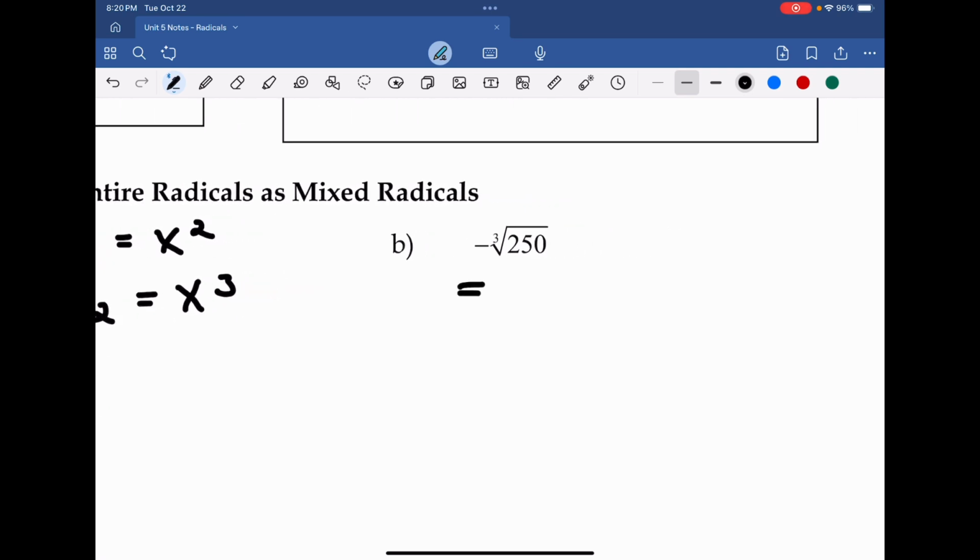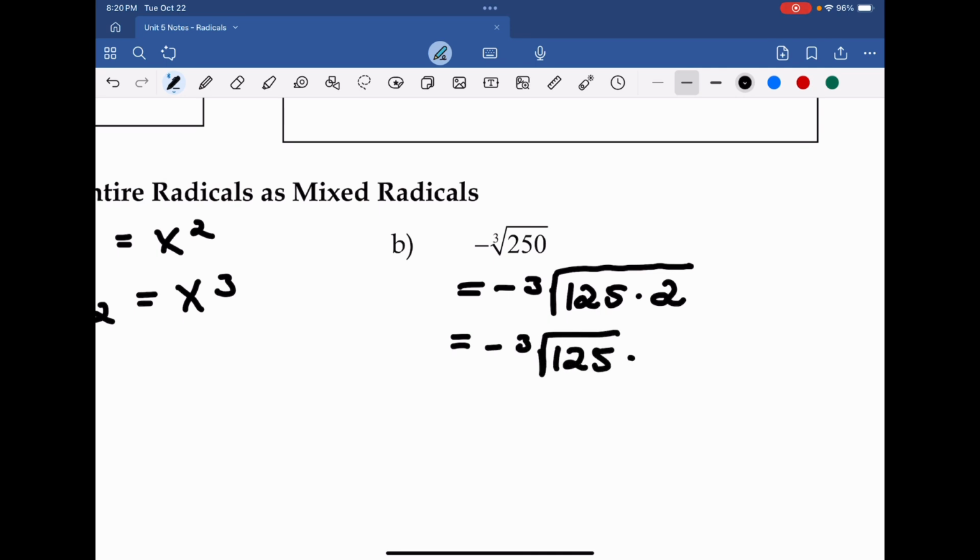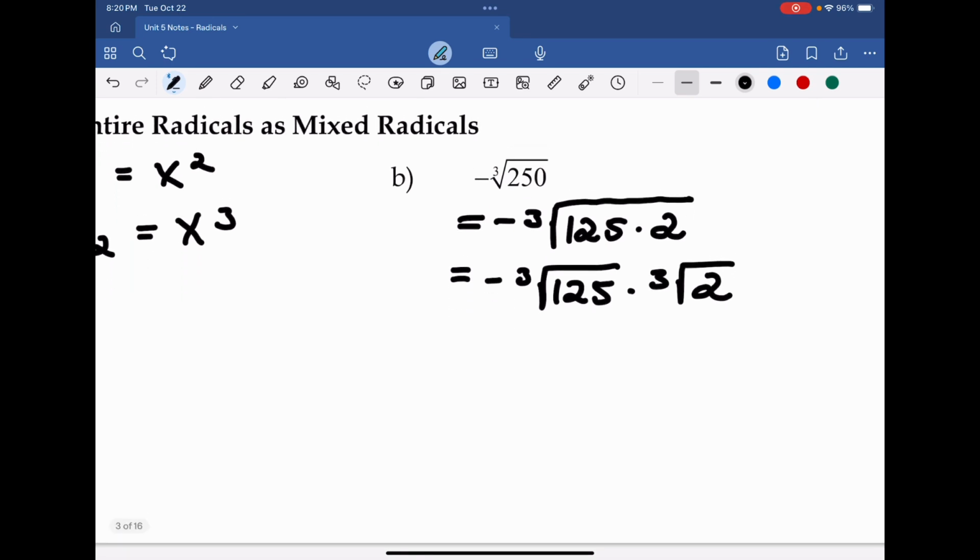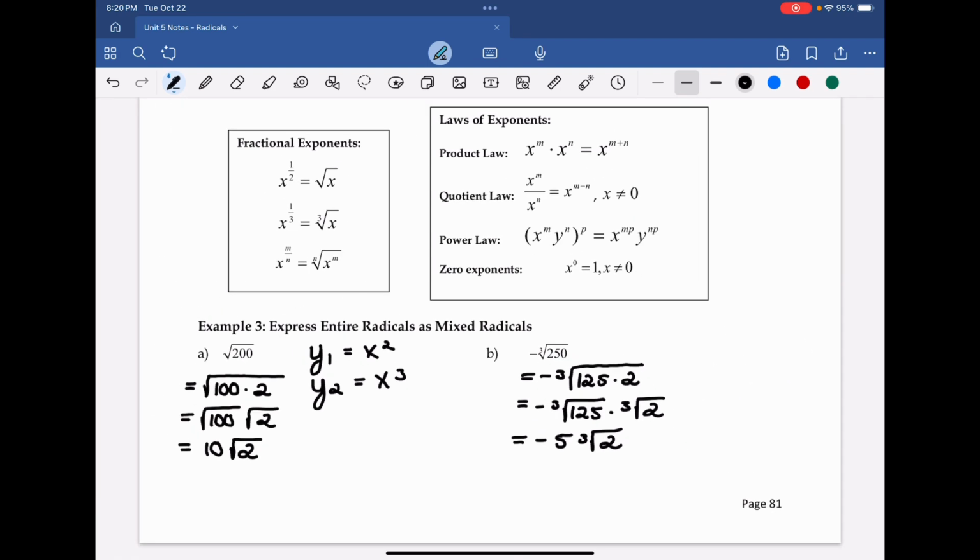I'm going to write this as the negative cube root of 250. If I choose the largest perfect cube to divide it by, which is 125 and 2, this is going to end up giving me negative cube root of 125 times the cube root of 2, because we can separate the pieces of the radicand if they're multiplied. Then we can say this is equal to negative, the cube root of 125 is 5. The cube root of 2 is irrational, so we're going to keep it in this form. Okay, let's do a couple more examples on the next page here.